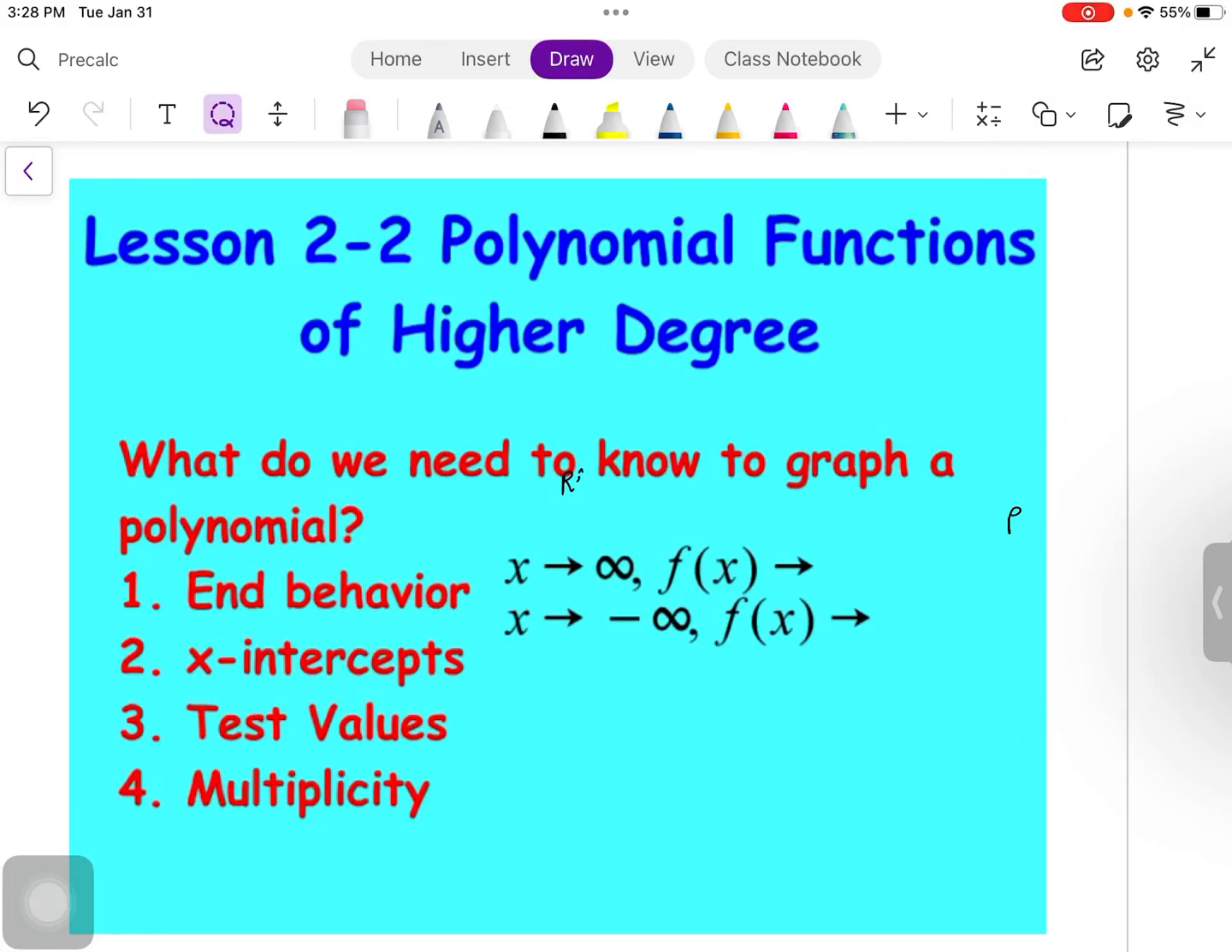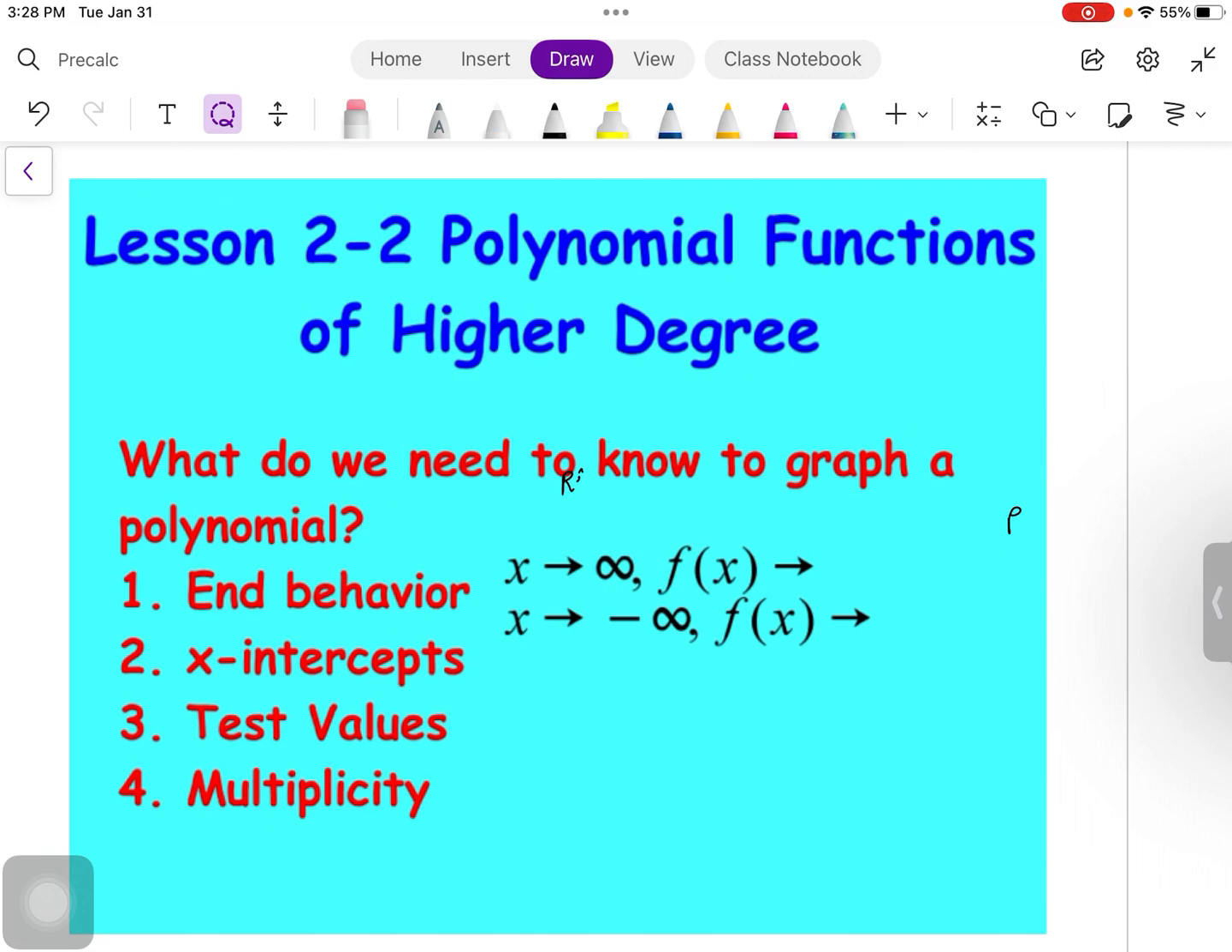Okay, here we go. A lot of information here, short amount of time. Some of it's repetitive or review, but try it again. So, what do we need to do to analyze a polynomial function that's of higher degree? I'm talking about anything that's bigger than x squared, x to the third, x to the fourth, and so on.